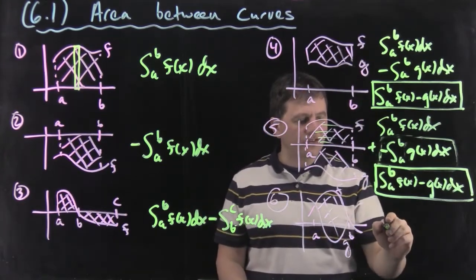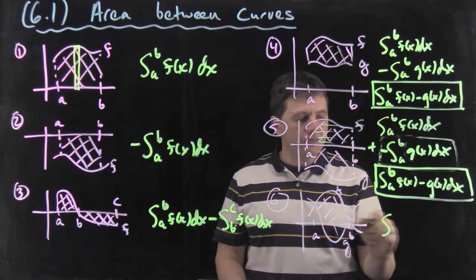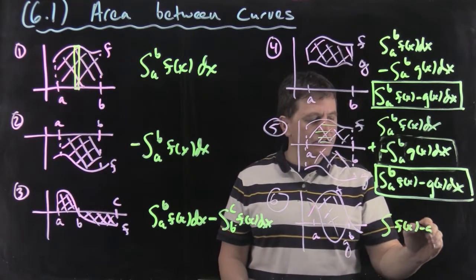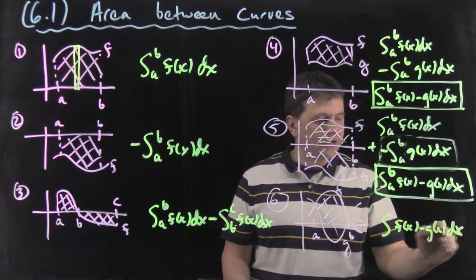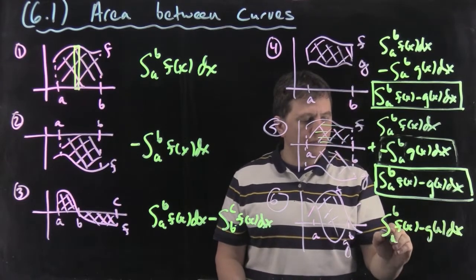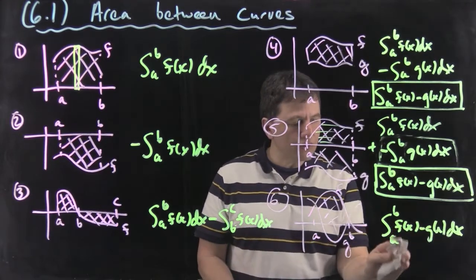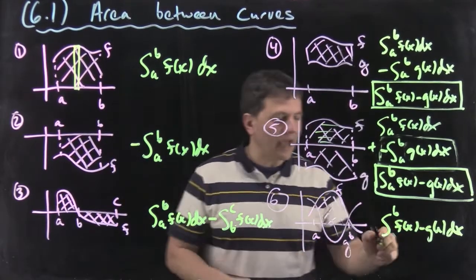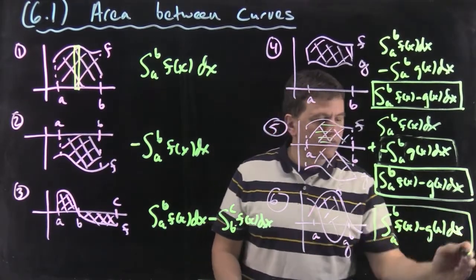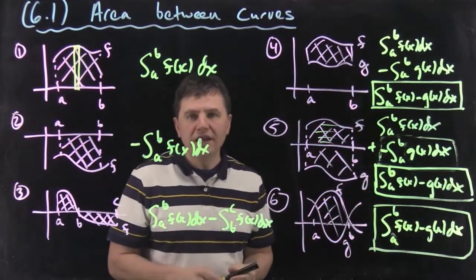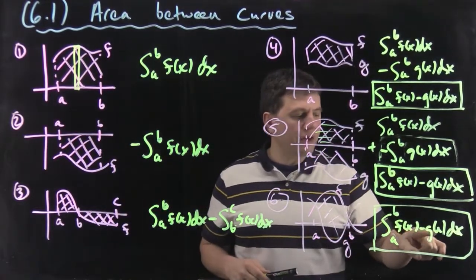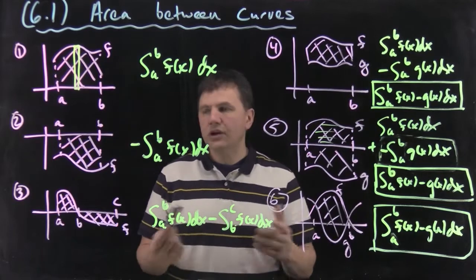It's always just going to be the integral from a to b of f of x minus g of x dx, the function above minus the function below. It does not matter where these functions are in reference to the x-axis. So area between functions is quite easy. Function above minus function below. And then you integrate it.